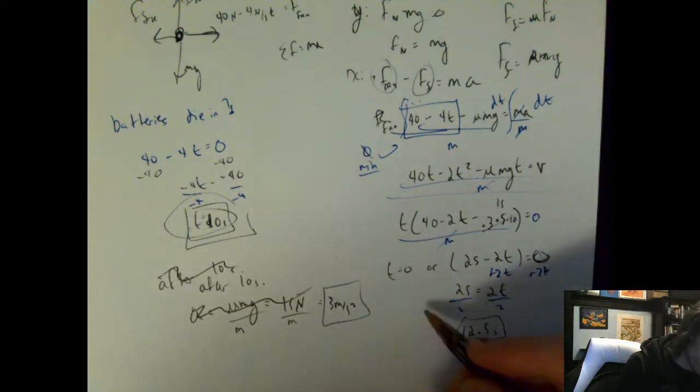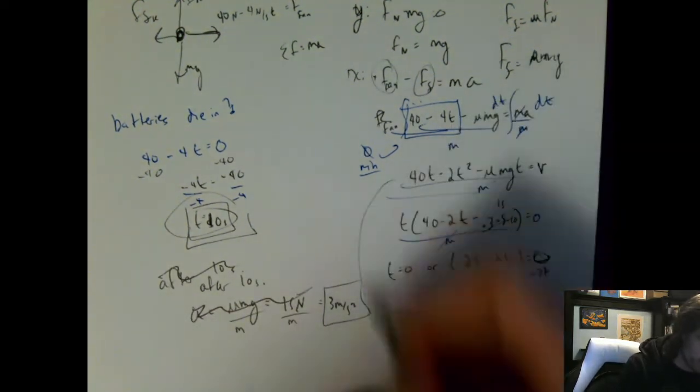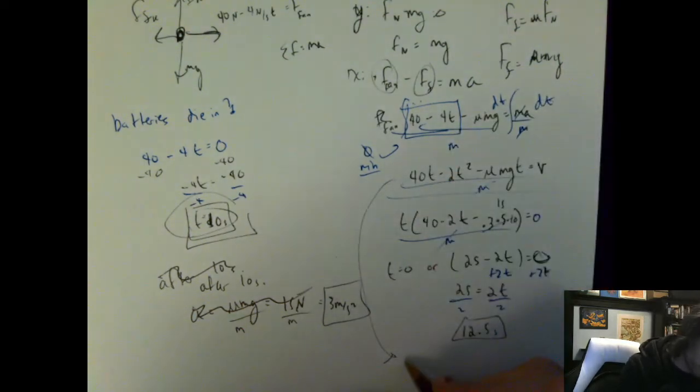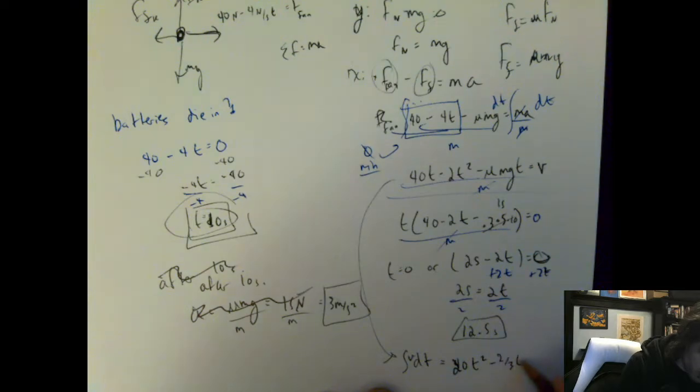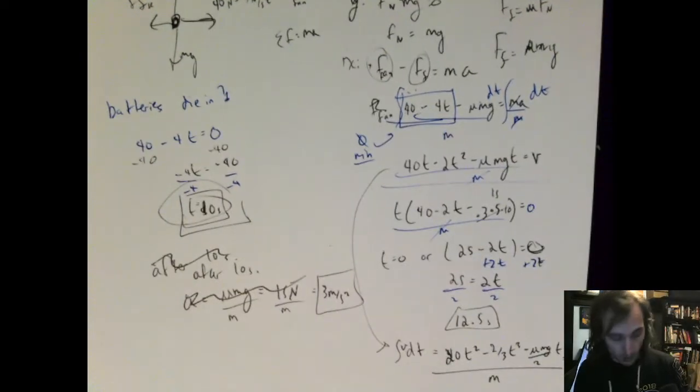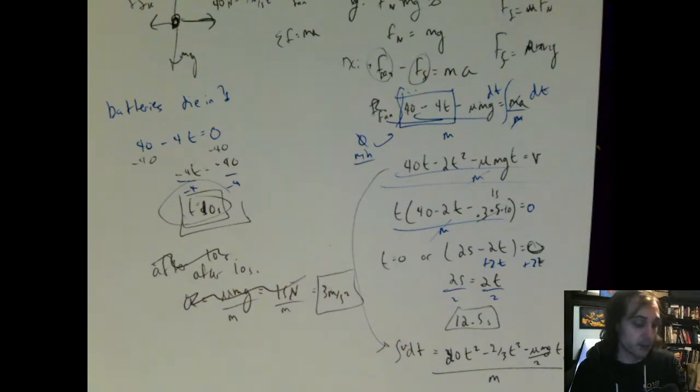So, to get the distance it travels while the fan is on, we need to take our velocity equation and integrate with respect to time. When we do that, what we'll get is 20 t squared minus 2/3 t to the third minus mu mg over 2 times t. Not going to forget that that's all over the mass this time, and that'll be equal to our position. So if I take this and I plug in 10, that'll give me how far it's gone before the batteries die.